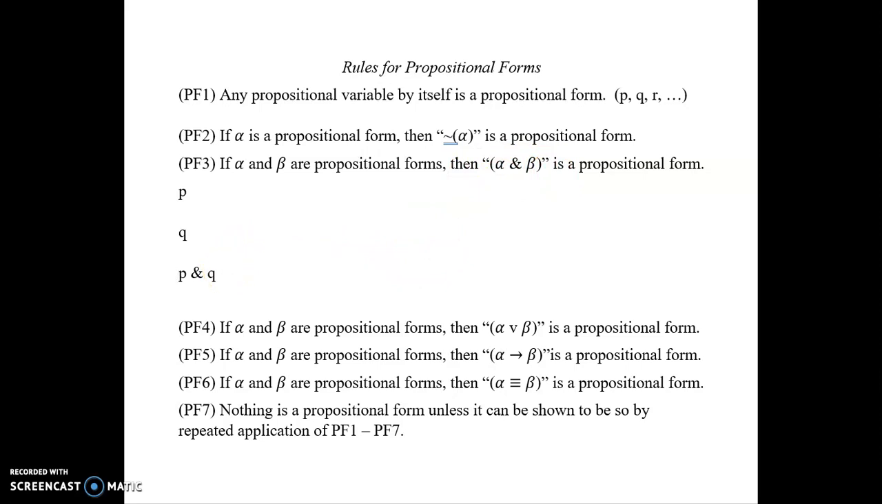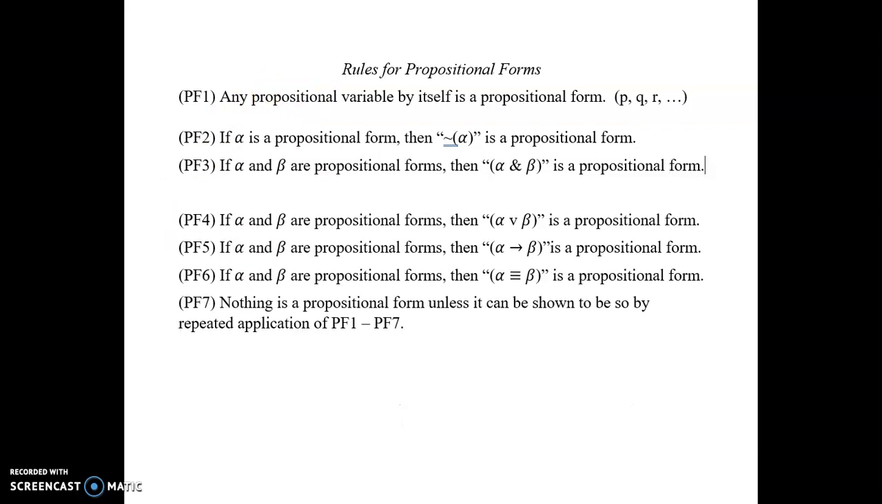Okay, it's just a notational convenience, and we could write it like that. So PF3 allows us to get the ampersand on the board, and by now you can probably see the pattern. I start with the lowercase p, q's, and r's, then I can add the negation in PF2, combine them with ampersand in PF3, with disjunction in PF4, with the arrow in PF5, with the tribar in PF6, and then you have this closure clause here, which is that nothing else is a propositional form unless it can be shown to be so by application of these rules.